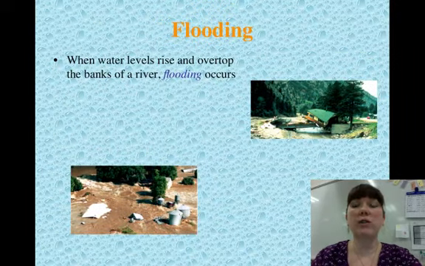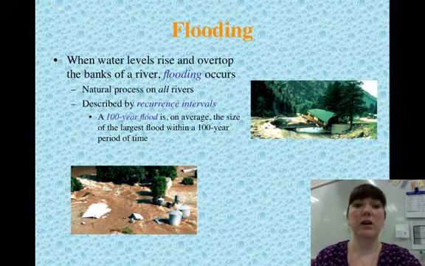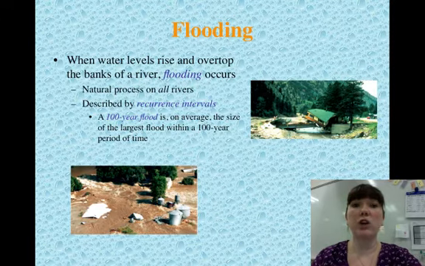Flooding occurs when water levels rise overtop the banks of a river. This is a natural process that occurs on all rivers during different points in their lives. We describe these by recurrence intervals. A 100-year flood would be, on average, the size of the largest flood within a 100-year period of time. Floods can cause great damage in heavily populated areas. They have a high velocity and a large volume of water, which can cause erosion from the flooding.